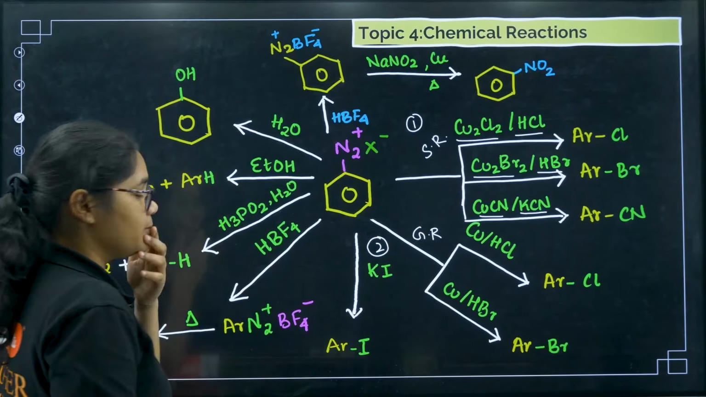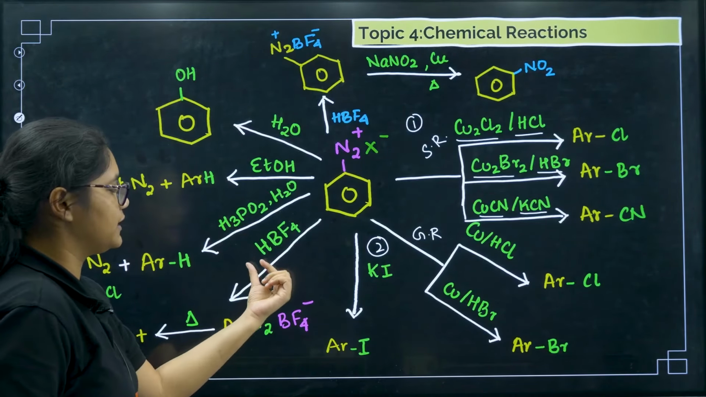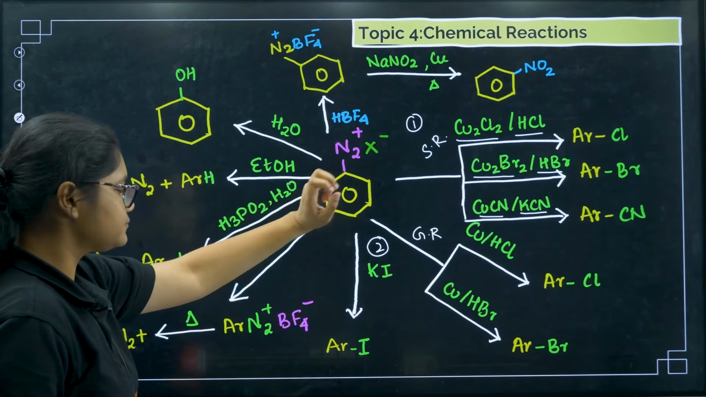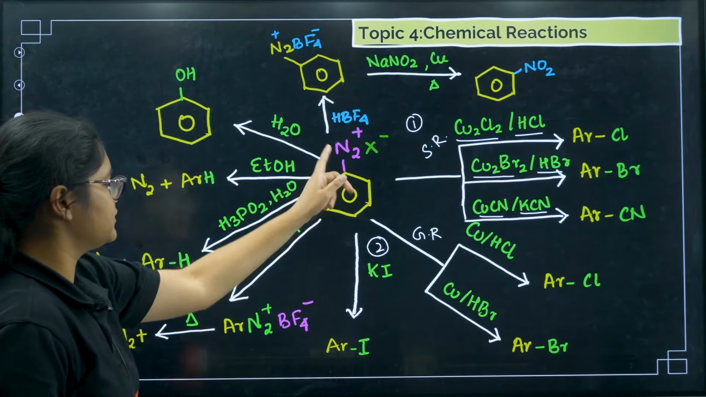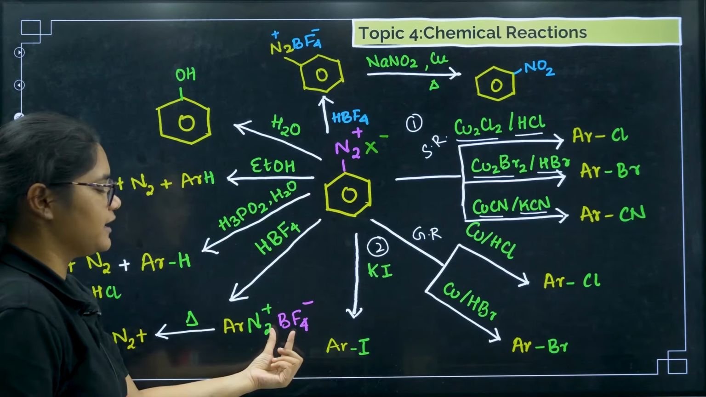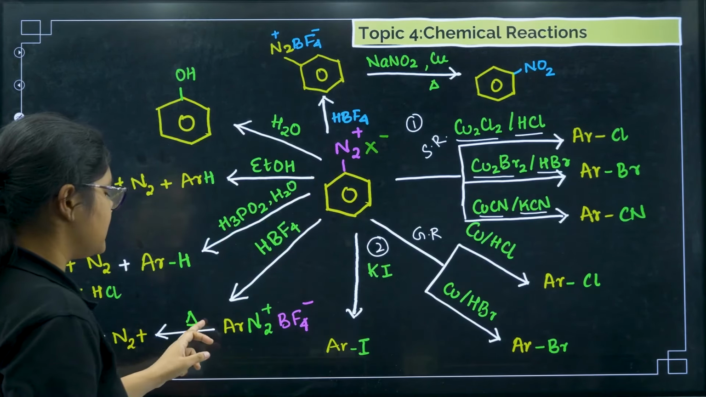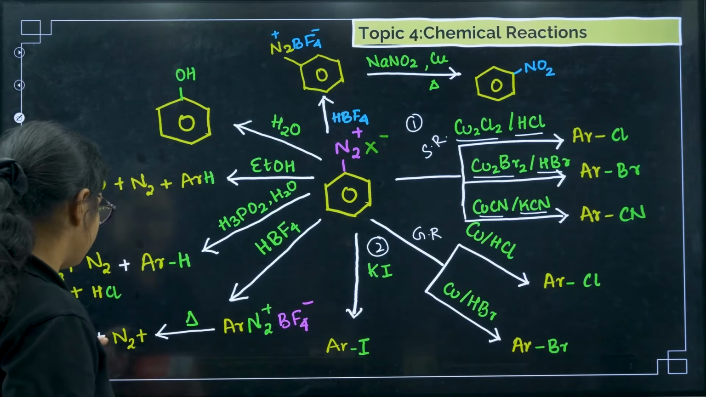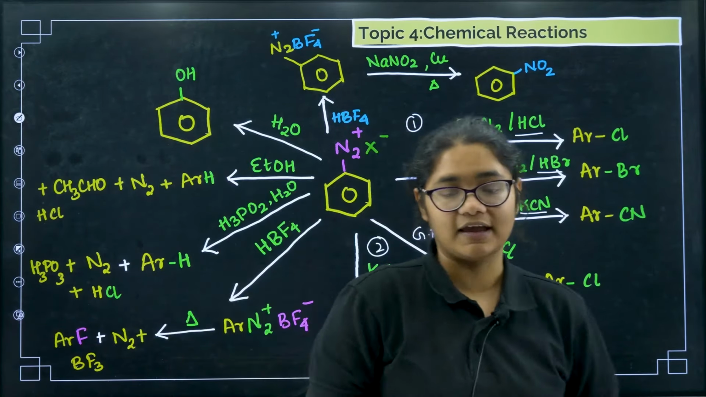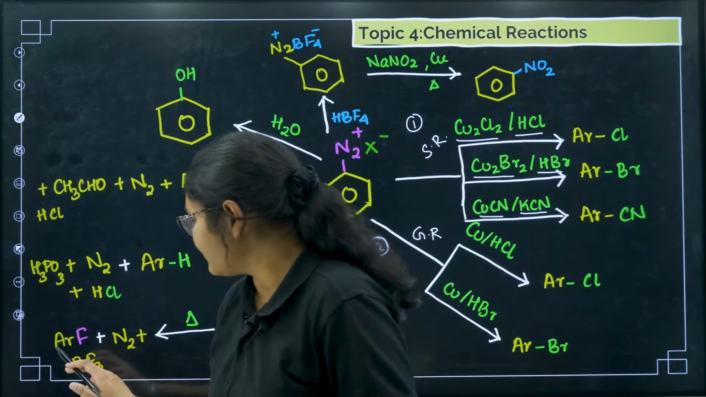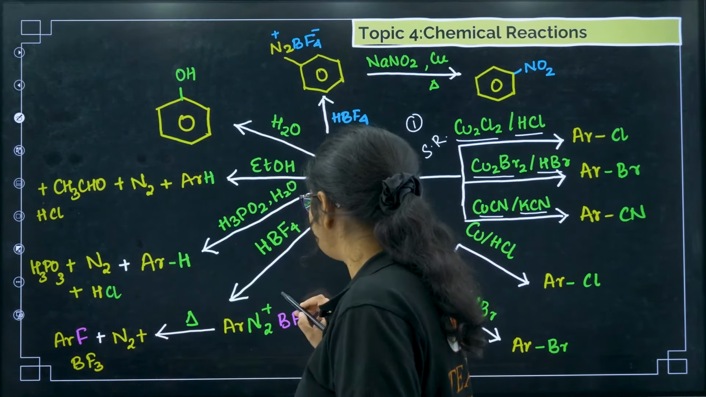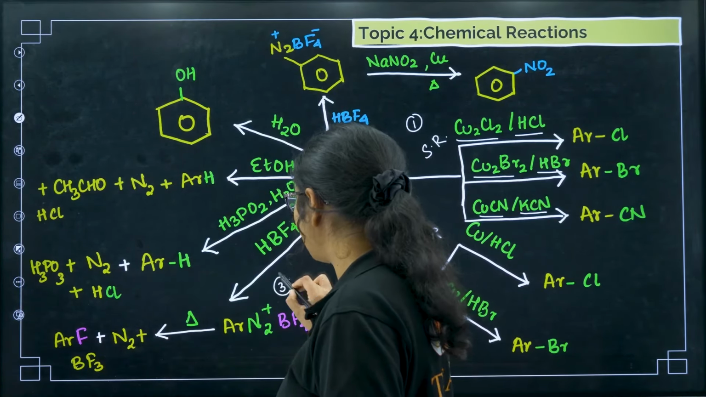Next we have fluorobenzene. If I want fluorobenzene, you have to treat it with HBF4. Now what will happen here? N2 plus will be there, X minus will go and BF4 minus will form. After that, if you heat it, the N2 group will go out. You have fluorobenzene and then you have BF3, okay. So you have ArN2+ BF4-, that will give you fluorobenzene. So this is the third one.